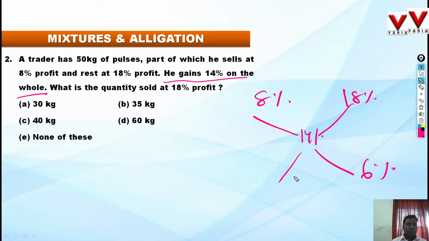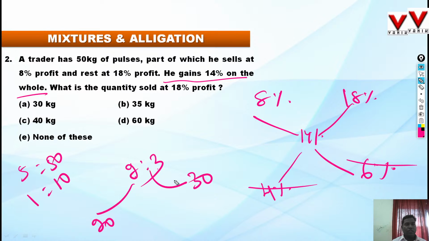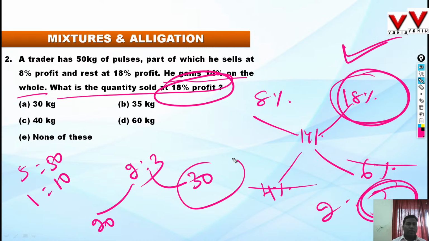That means 2 plus 3 is equal to 5. 5 is equal to 50 kg. 1 is equal to 10 kg. Then 2 is equal to 20. Then 3 is equal to 30. What is the quantity sold at 18% profit? 18% profit is 2:3. 3 indicates 18% profit. 3 value here is 30 kg. The answer is 30 kg. Option A is our correct answer.